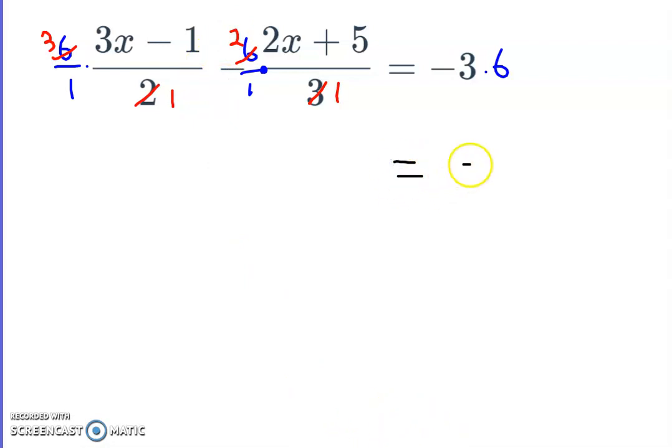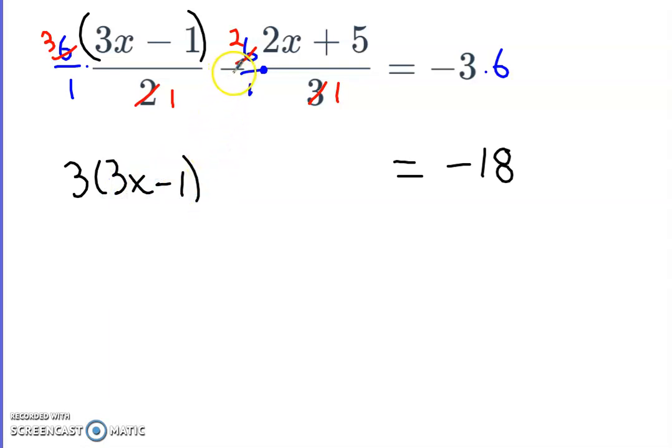On the right side here, we got negative 18. On the left side, now I've got 3 times this whole thing there. And don't forget that's a quantity, so 3 times that quantity, 3x minus 1. Over here, be careful, that's a negative 2 there, so negative 2 times 2x plus 5. Okay. So it looks less ugly now. It doesn't have all those fractions in it.